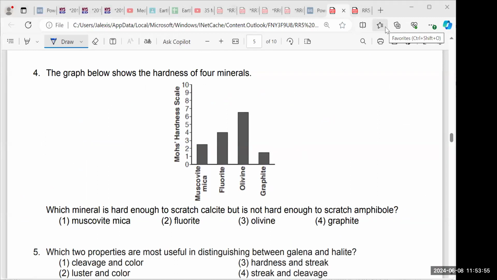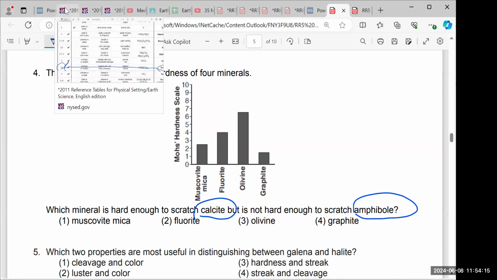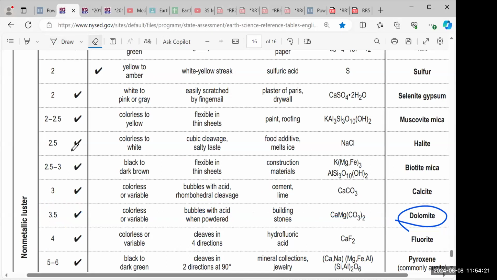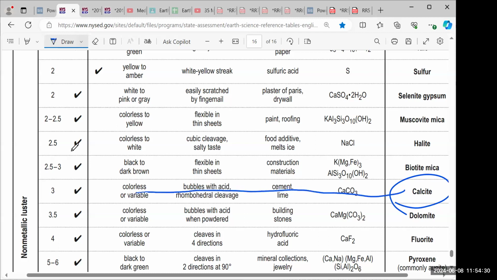Number 4 says the graph below shows the hardness of 4 minerals. Which mineral is hard enough to scratch calcite, but is not hard enough to scratch amphibole? All right. So I've got to go to page 16 to find out what is the hardness of calcite. All right. So when I go to page 16, I'm going to look for calcite. And what's the hardness of calcite? It's 3. So it has to be a mineral that can scratch calcite, right, of 3.